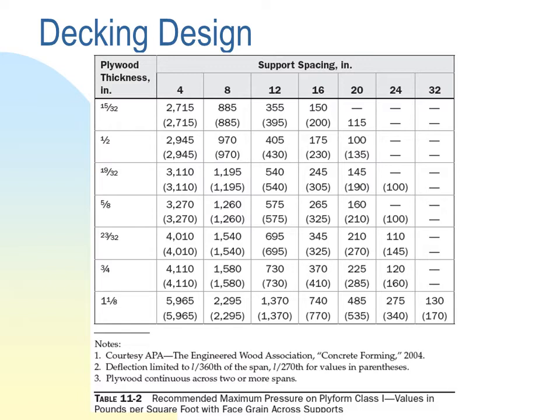And the difference between the numbers in parentheses and the numbers that don't have parentheses is that, as mentioned in the footnotes again, the deflection is limited to span over 360 of the span, and span over 270 for the values between parentheses. Why could you have two different deflection criteria? Because in such a case, depending on the usage of the place, maybe you will allow in some cases more deflection than in other cases.